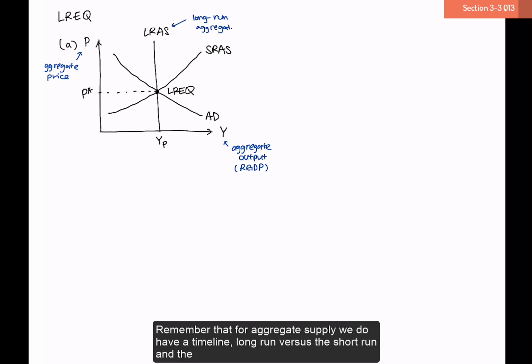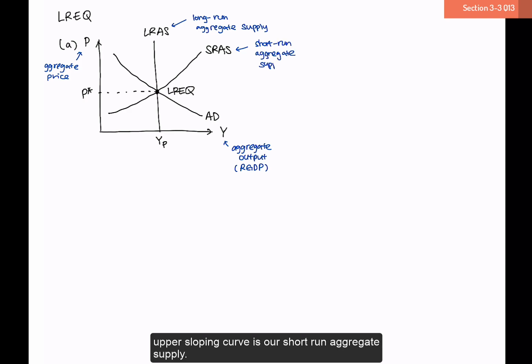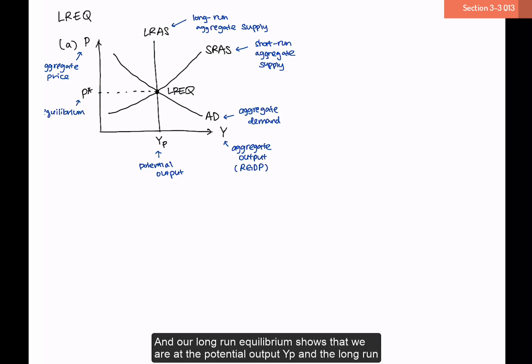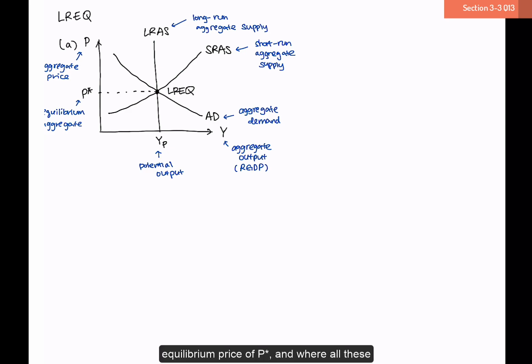Remember that for aggregate supply, we do have the timeline, long run versus the short run. And the upward sloping curve is our short-run aggregate supply. And finally, the downward sloping curve is our aggregate demand coming from households, firms, government, or foreign. And our long-run equilibrium shows that we are at the potential output YP and the long-run equilibrium price of P star. And where all these three graphs meet is your long-run equilibrium.